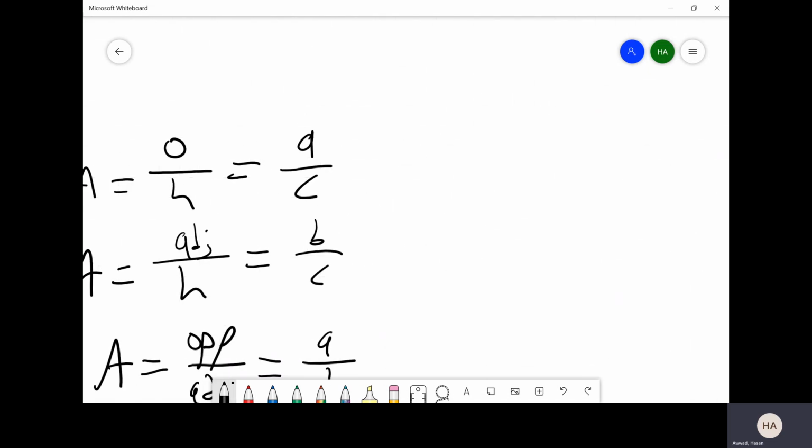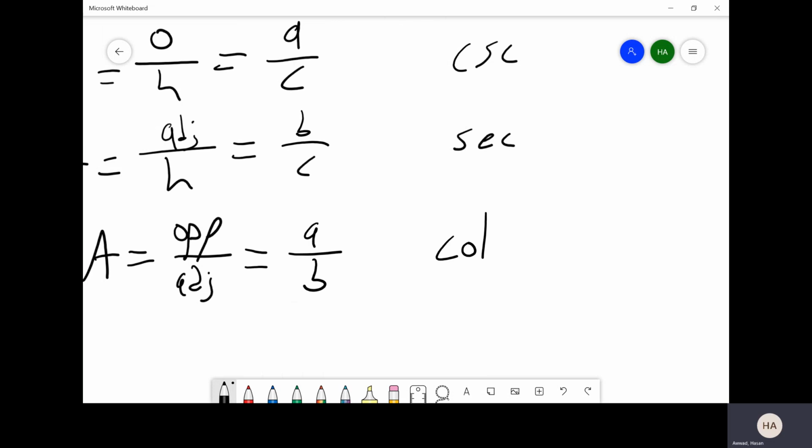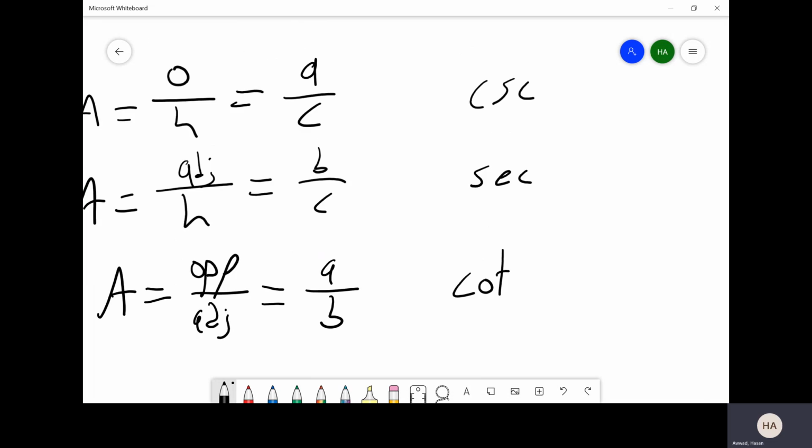So to write these out one more time: this is cosecant, which we abbreviate as CSC. There is secant, which we just abbreviate as SEC. And finally, there is cotangent, which we just abbreviate as COT. Okay, so again, cosecant, secant, cotangent.